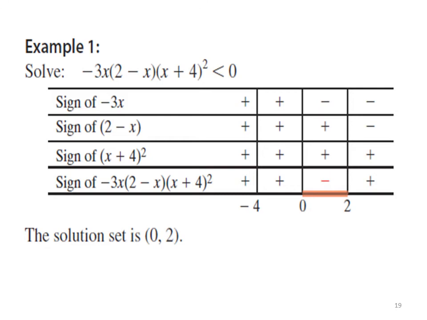The product is negative only in the interval from 0 to 2. So that's my solution set. Of course, 0 itself will not be a solution, because 0 is not less than 0. So 0 is not included, and also x equal 2 is not included, because it will give you 0 on the left hand side. So the solution set in this case will be the interval from 0 to 2. These are the values that make the expression negative.